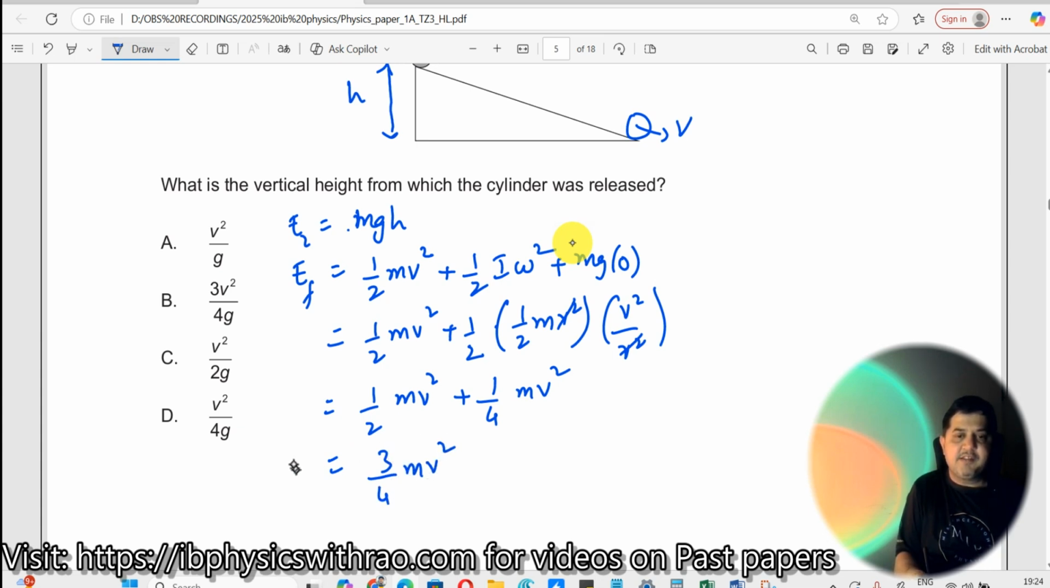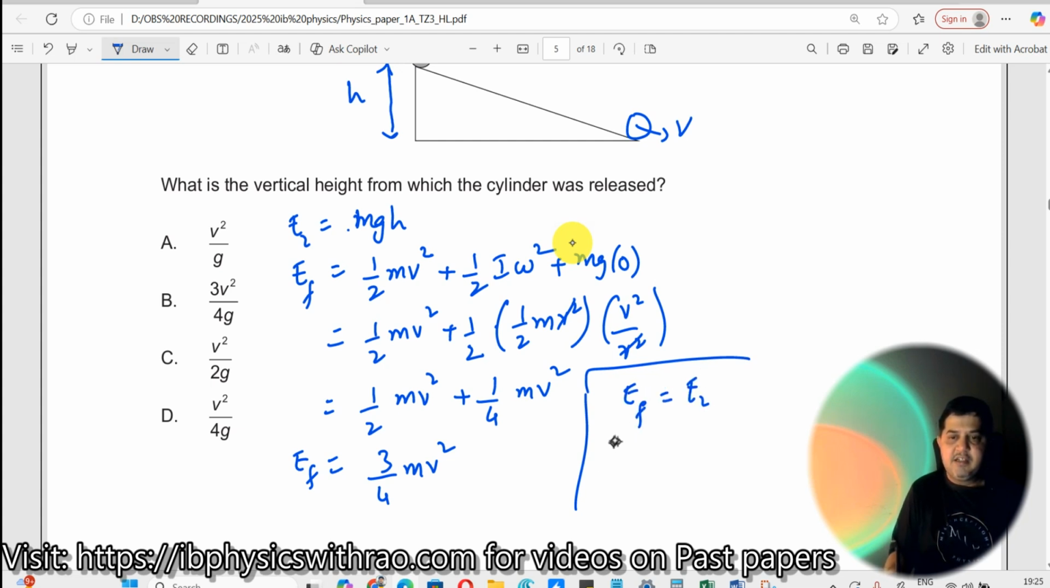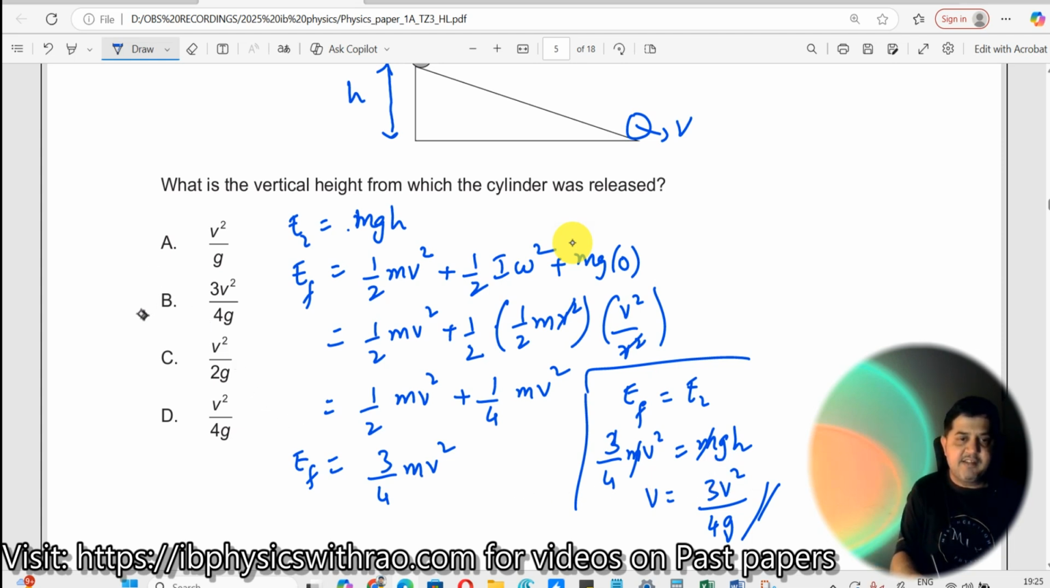Now what should I do? This is your final energy. Now I can equate these two because there is no energy loss. So E final is equal to E initial, which means 3 by 4 m v square is equal to mgh. This m goes away. I want the value of h here. So h is equal to 3 v square divided by 4g. I pull this g downwards and I get the answer. That's it. So 3 v square by 4g is the answer, option B.